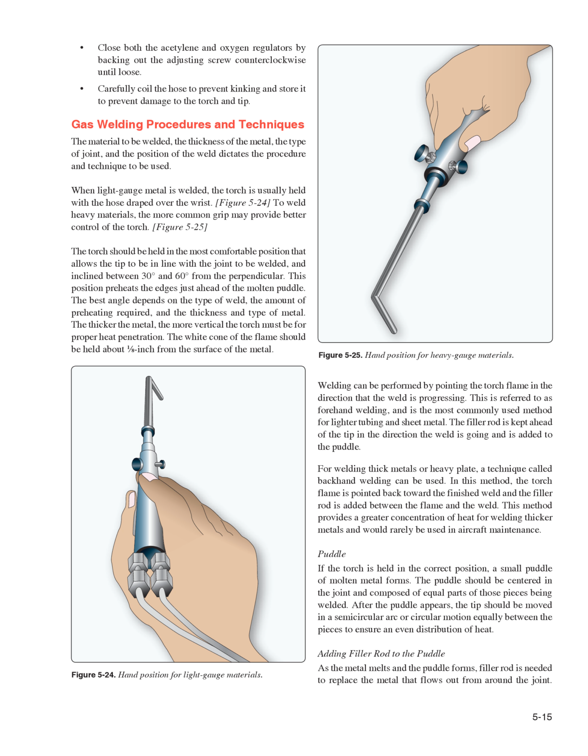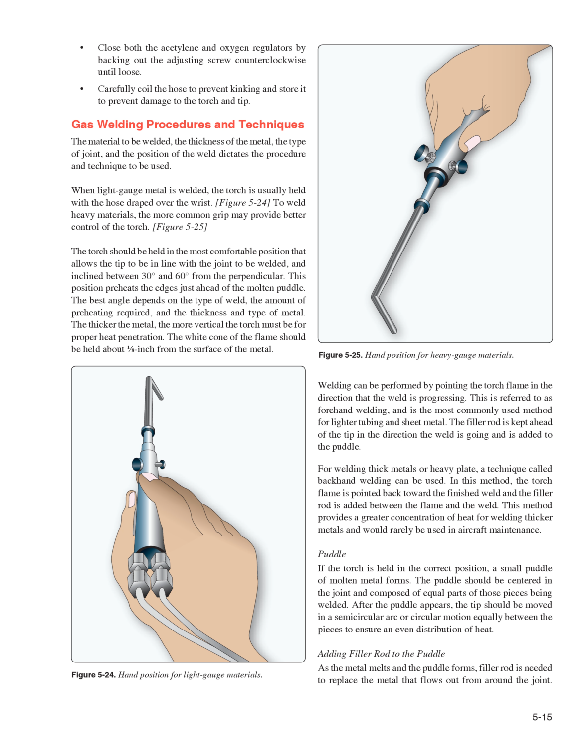Puddle. If the torch is held in the correct position, a small puddle of molten metal forms. The puddle should be centered in the joint and composed of equal parts of those pieces being welded. After the puddle appears, the tip should be moved in a semicircular arc or circular motion equally between the pieces to ensure an even distribution of heat.